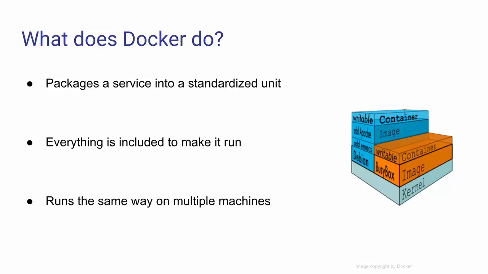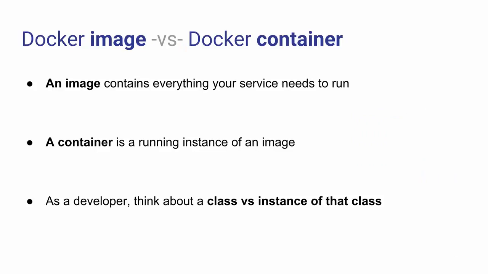So what happens when you actually run a Docker image? It's important to understand the difference between a Docker image and a Docker container. In the previous slide, we described what a Docker image is. When you run a Docker image, it creates a Docker container. If you're a developer, you can think of the image as a class, and the container is an instance of that class. A single Docker image can be run multiple times, and each time that it's run, it will produce a unique container that stands on its own.